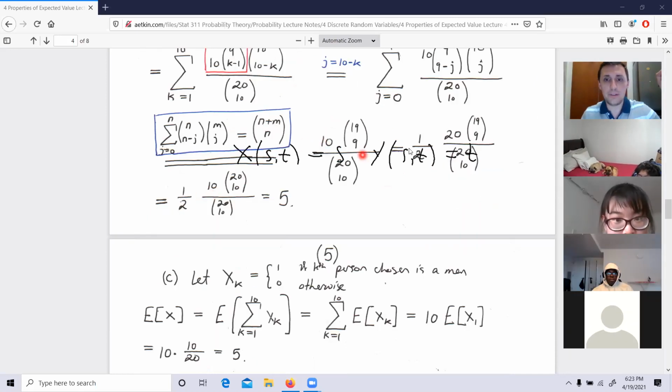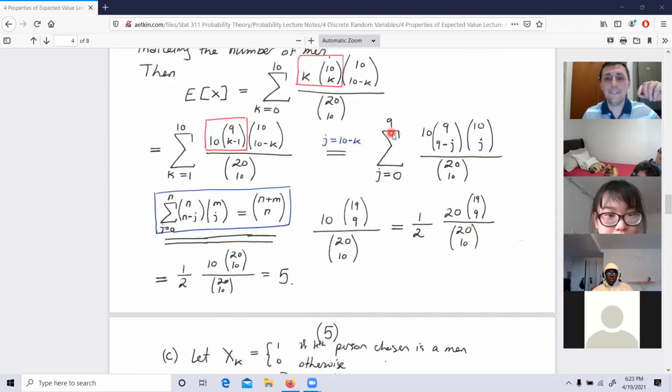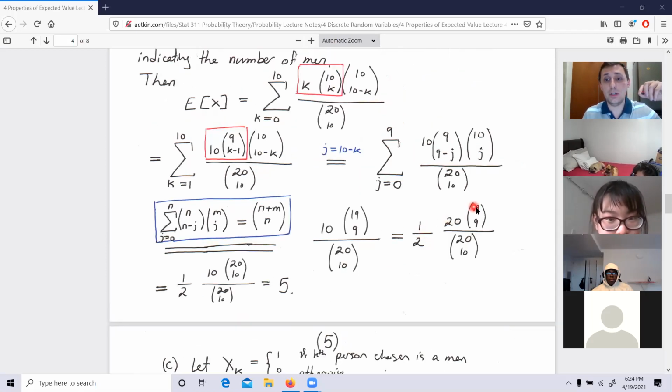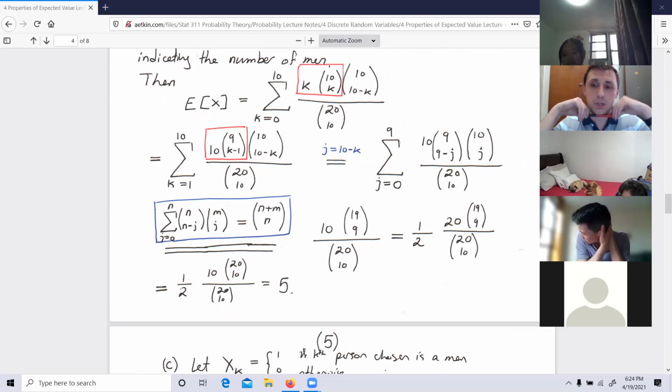So what do I have? I have this. Yeah, sorry. Now good? So what do we have? We have 1/2 times 20. So again, we can simplify 20 choose 10 here, and we have 10 over 2, and we get 5. Right? So that was not easy at all, right? We still kind of use clever identities to move through, but it took us a long time. Do you agree?